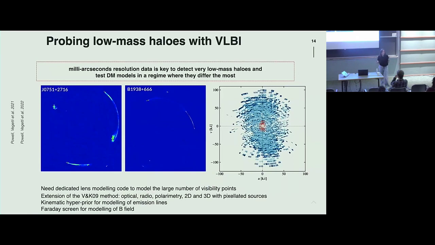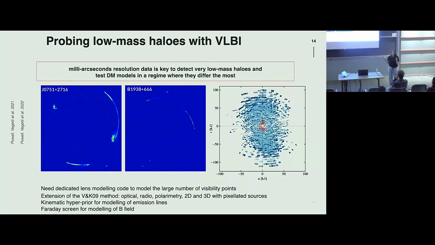So this is a radio interferometer. We connected the EVN in Europe with antennas in the US. And this is actually what the data is. The data lives in Fourier space and is huge. We have 10 to the 12 visibility points. We had to develop dedicated lens modeling codes just to be able to do this. And Devon Powell, who is a postdoc in the group, has been amazing in dealing with the numerical challenges related to analyzing this data.